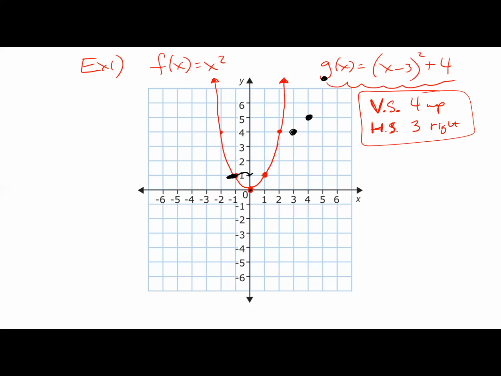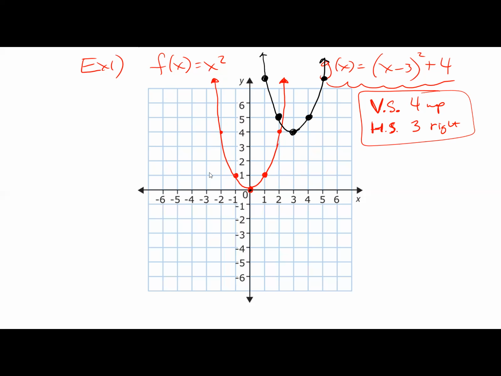Now it's going to be 1, 2, 3, 1, 2, 3, 4, right here. And then you kind of guess almost where the next one's going to be. Can you guys guess that it's going to be about right here? So there it is. What I've done is I've made an x squared function, a new one, and I've translated it 3 to the right and 4 up. Okay, that's a cool one.